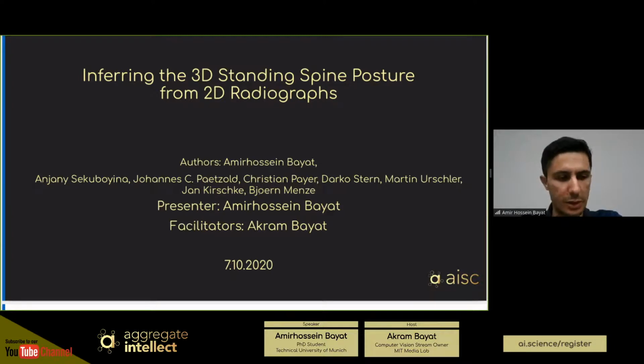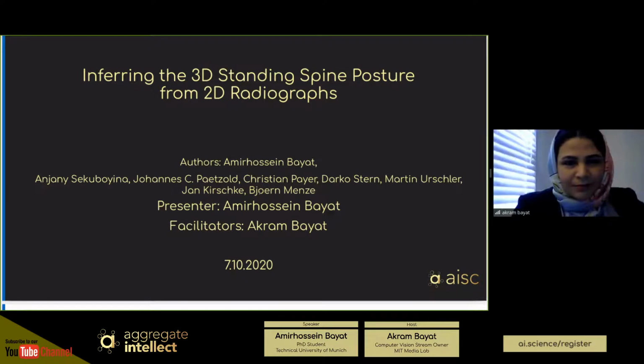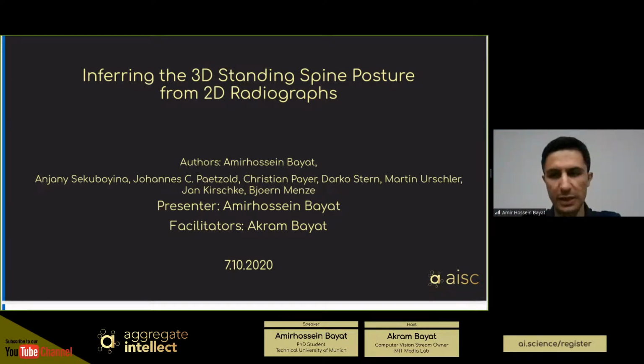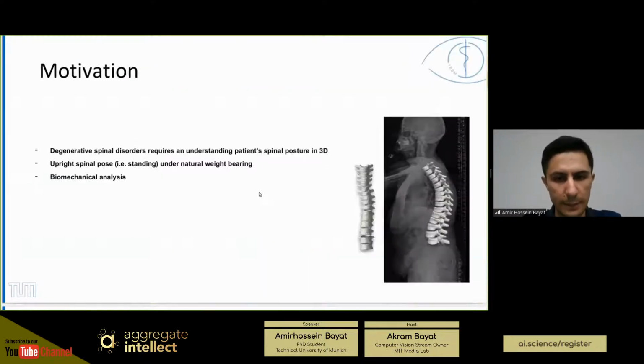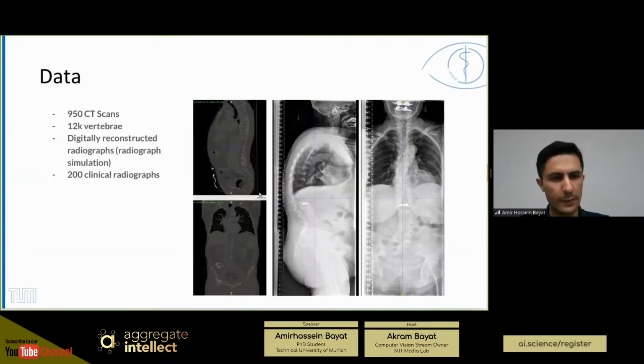Yes, actually, it was a collaboration between the informatics department of the Technical University of Munich and the university hospital. So the data was mostly provided by the university hospital, and there was also supervision from the computer science department. And for training this network, we used 950 CT scans. So we could simulate the orthogonal radiographs using these scans. And using another deep neural network, we segmented the CT scans. And finally, we had something like 12,000 vertebrae in the data set.